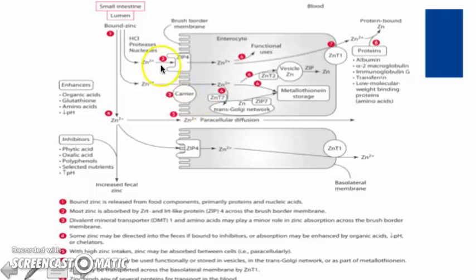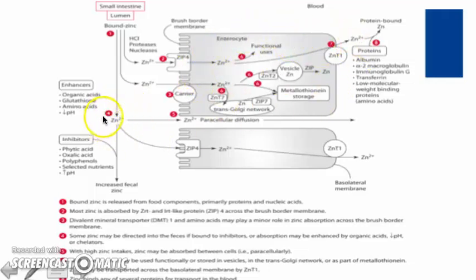So we see the activity of the ZIP4 and potentially the DMT1 carrier bringing zinc into the enterocyte, which then may be involved in different processes in the enterocyte or be transported through the basolateral membrane into circulation. And we'll talk more about what may be occurring here in the enterocyte.